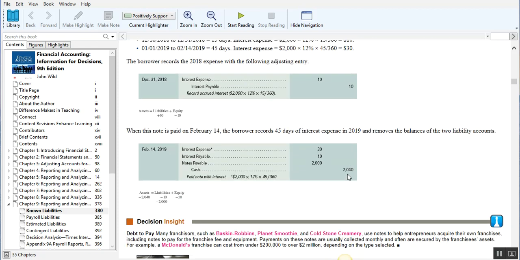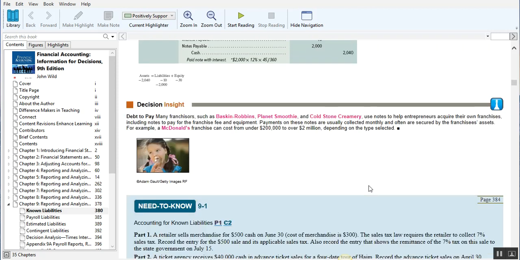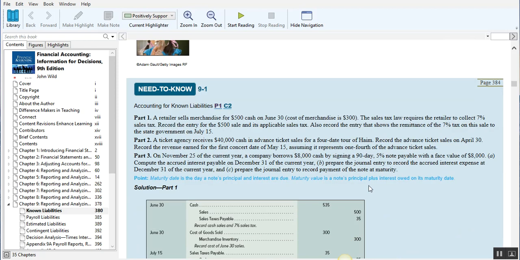Then when we pay the note, when it comes due February 14th in 2019, we're going to show the interest expense of the balance, which is calculated here as $30. We will debit the interest payable because we're paying it now. We will debit the notes payable because we're paying it now. And then we'll credit cash for $2,040 because we're paying the note with the interest that's due.